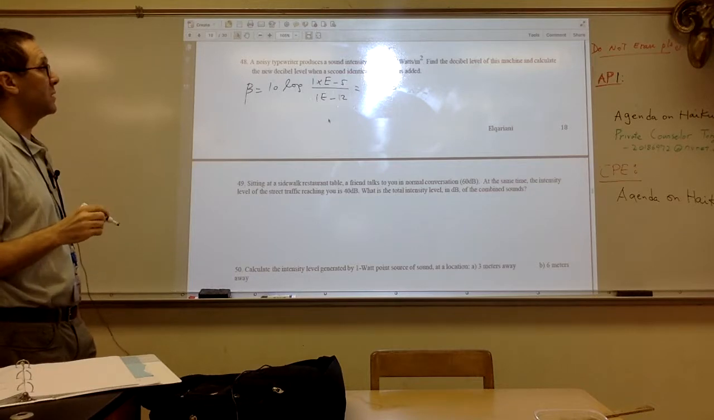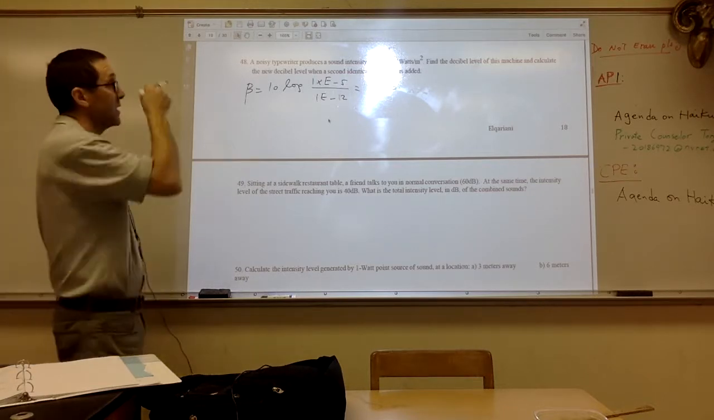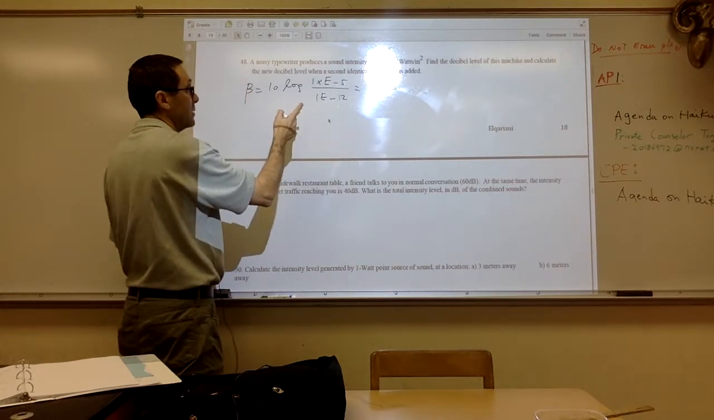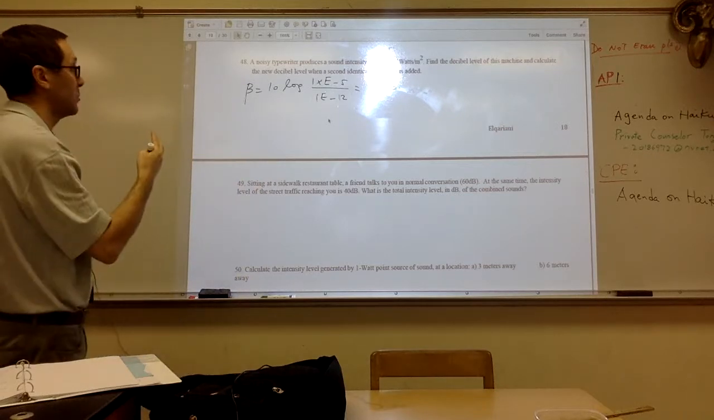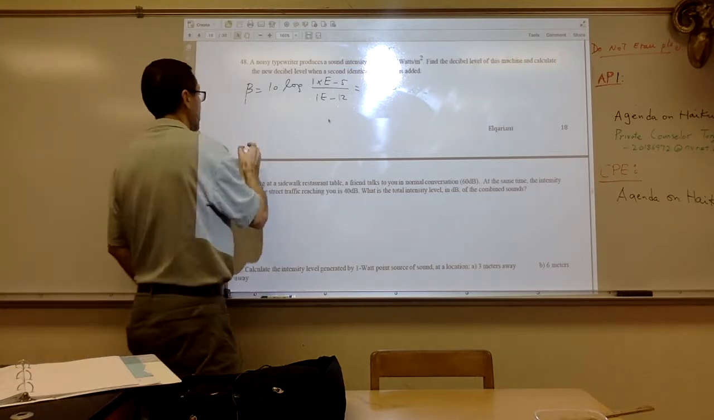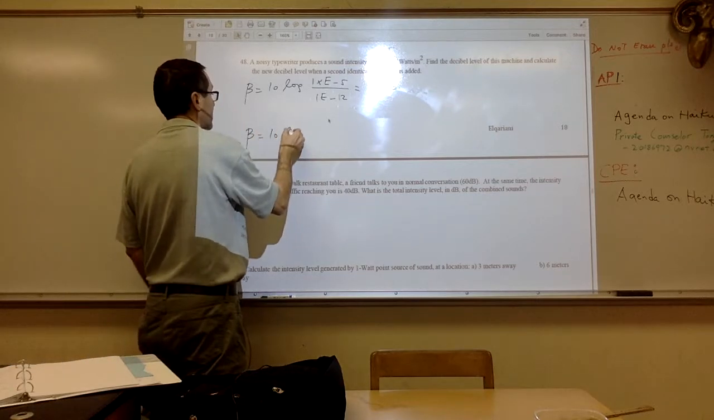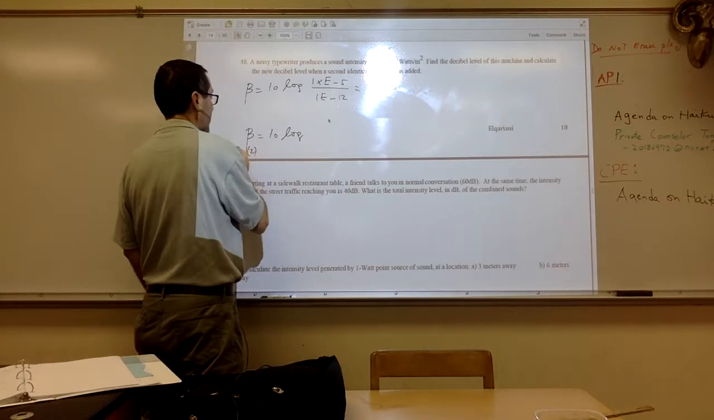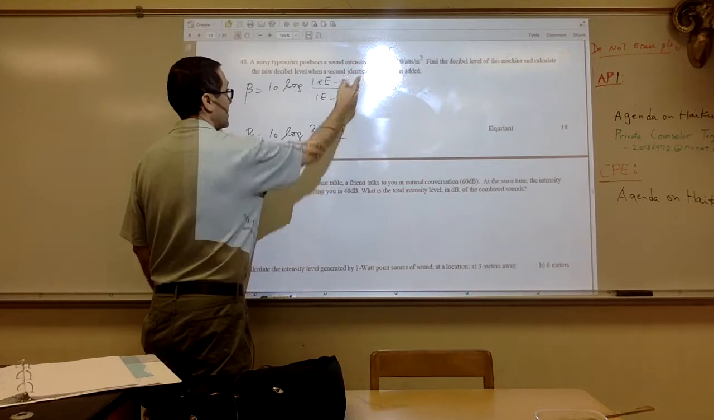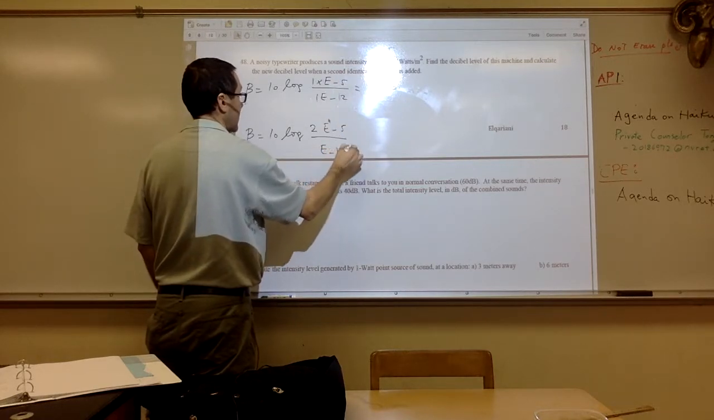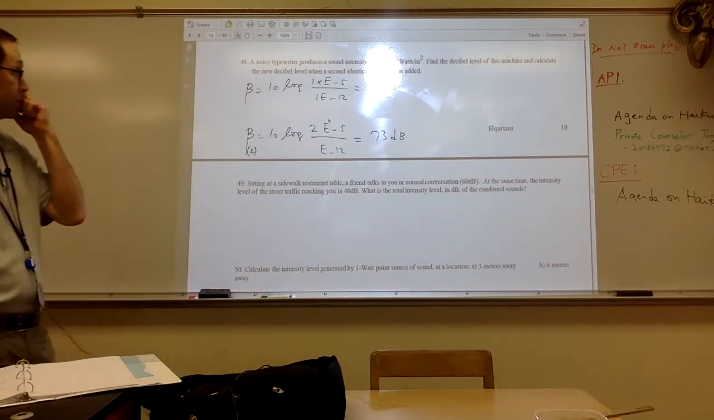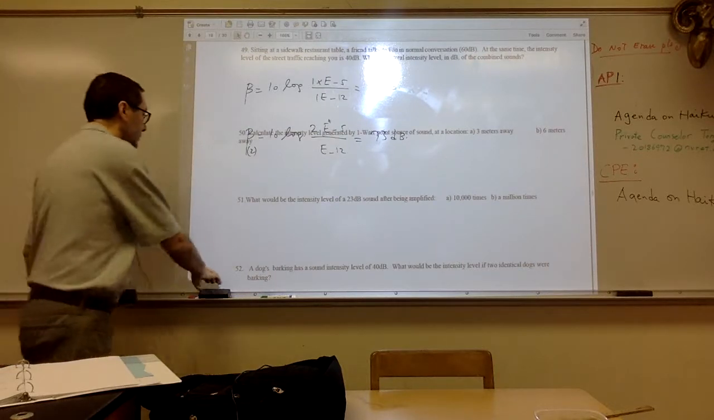Now calculate the new decibel level when a second identical typewriter is added. If I add another one, which means I double the I, the decibel level will increase by an additional 3. It should be 73. If you don't see that, you can do the math. With 2 typewriters, it's 10 log of 2 times 10 to the negative 5, because the intensity is now twice as much, over 10 to the negative 12, and you should get about 73 decibels.